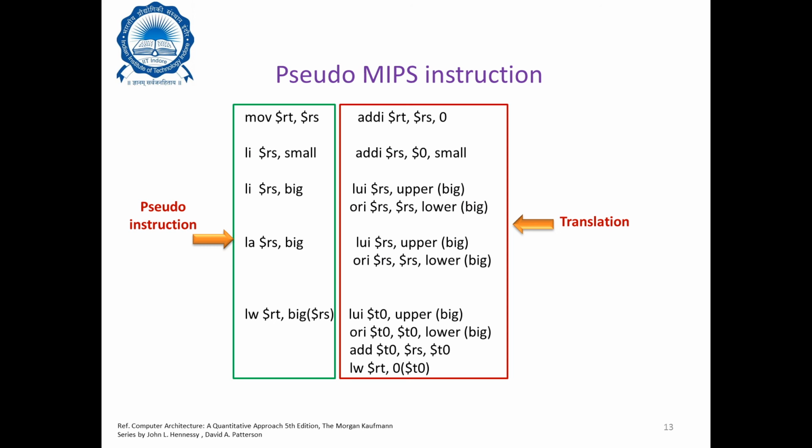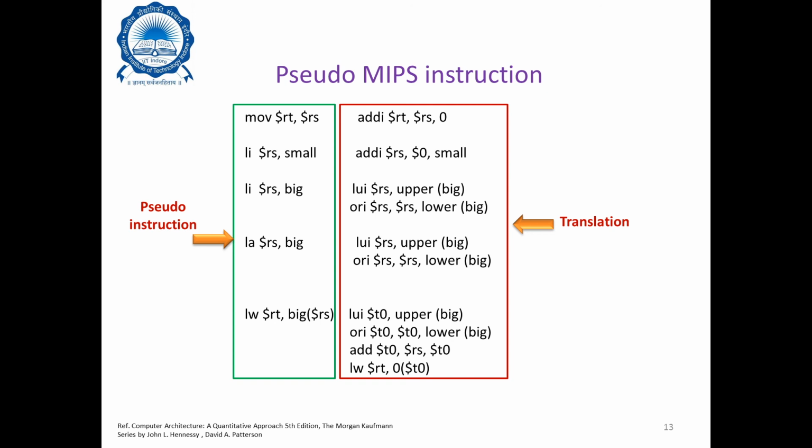Let's move to some other types of pseudo MIPS instruction. There are a few more. Let's say one of them is called MOV $RT, $RS. So this is actually written as ADDI $RT, $RS, 0. So we are adding 0 with the content of $RS and storing it into $RT. This is same as moving $RS to $RT.